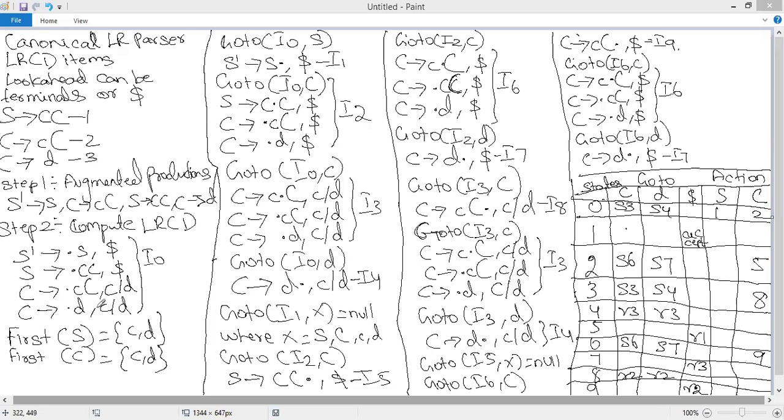Then go to of I naught comma D. Before this D dot is there. So go to of I naught comma D: C tends to D dot comma C or D. So it belongs to the state I4.